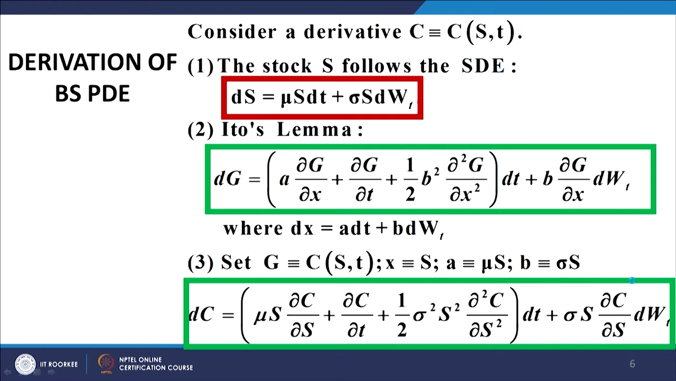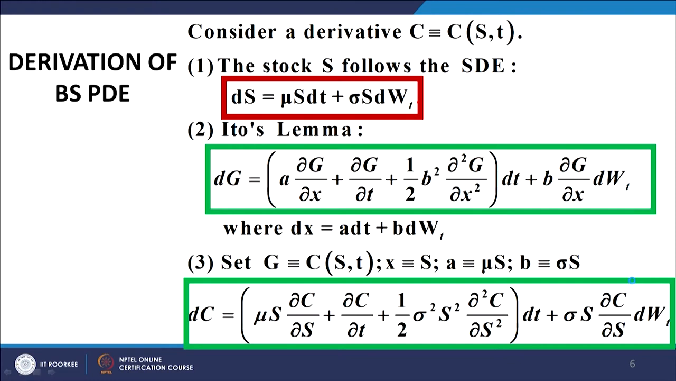Now, setting g equal to c(s,t), where c is the derivative, and the derivative price or the derivative value is a function of the stock price, the price of the underlying asset, and may have explicit dependence of time. I have discussed that issue. x is equal to s in this case, a is equal to mu into s, and b is equal to sigma into s. You can obtain these values by comparing the equation in the red box with the expression given right below the green box. ds is equal to mu s dt plus sigma s dwt, and dx is equal to a dt plus b dwt. Comparison of these two clearly gives us a is equal to mu s and b is equal to sigma s. We set g is equal to c(s,t).